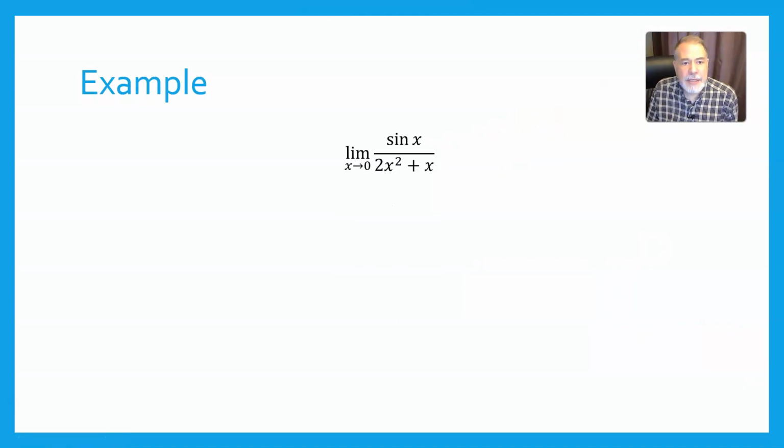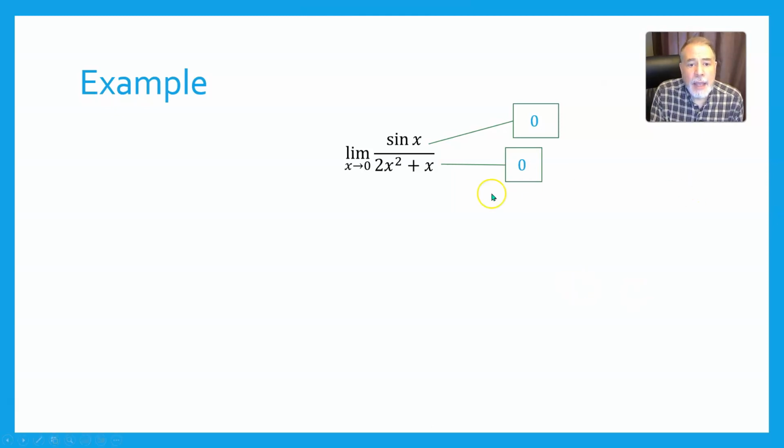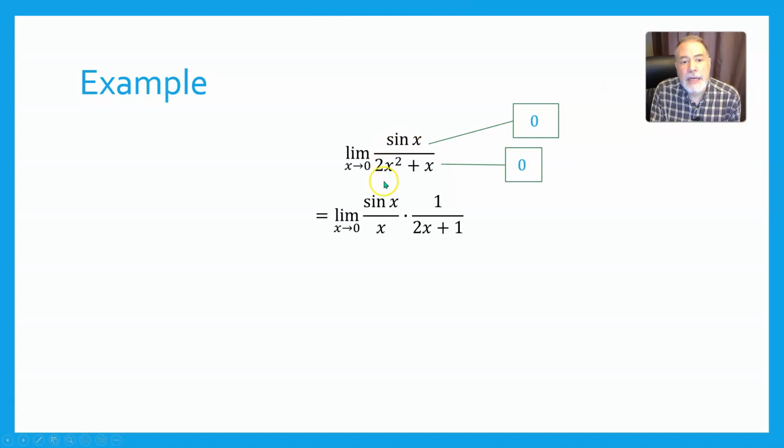How about the limit as x approaches 0 of sine x over 2x squared plus x? With a numerator and a denominator that are both approaching 0. So that doesn't really tell us anything one way or the other. It just tells us the limit might exist, but we need to do some further work to figure out exactly what it is. And what I'm going to do is factor out a common factor of x on the bottom, and then pull out sine x over x times 1 over that other factor, 2x plus 1.